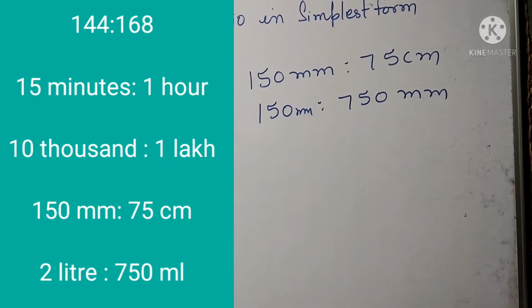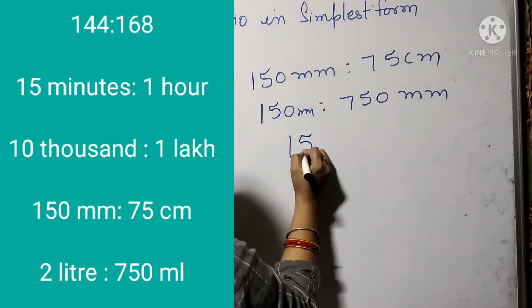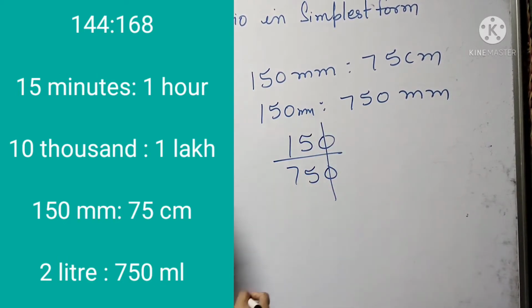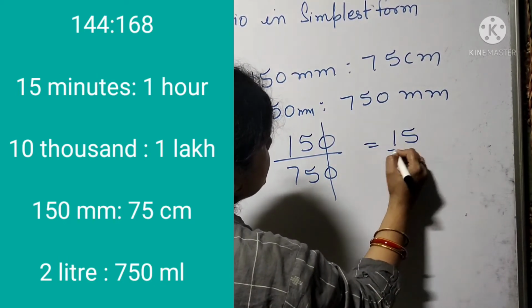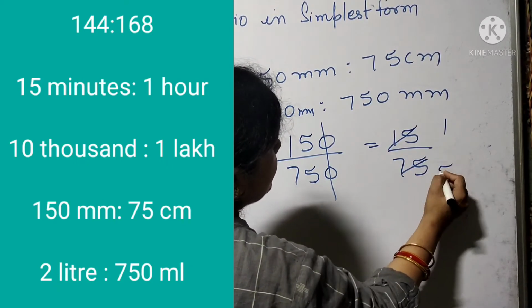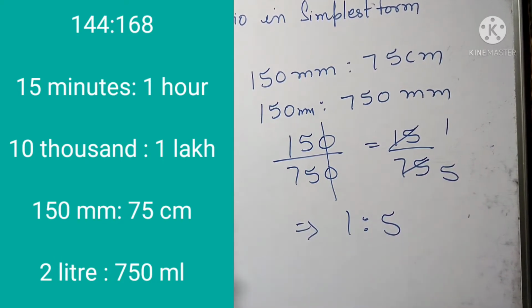Now we have to convert them. So it becomes 150 over 750. Both of them can cancel. That is 15 over 75. 5 1s are 5, 5 3s are 15, 5 15s are 75. And the ratio becomes 1 is to 5.